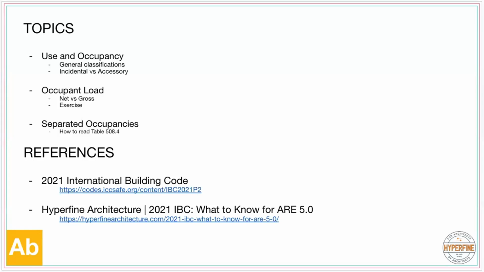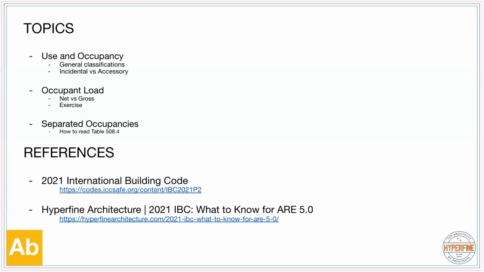So topics for tonight are going to be use and occupancy. We'll talk about the general classifications, what use groups are, and where to find them. We'll talk about incidental versus accessory. Then we'll talk about occupant load, which is not really related to use and occupancy. That was the opening question that you guys got. Occupant load is related to people in the building, but it's not the same as use and occupancy. So we'll talk about that.